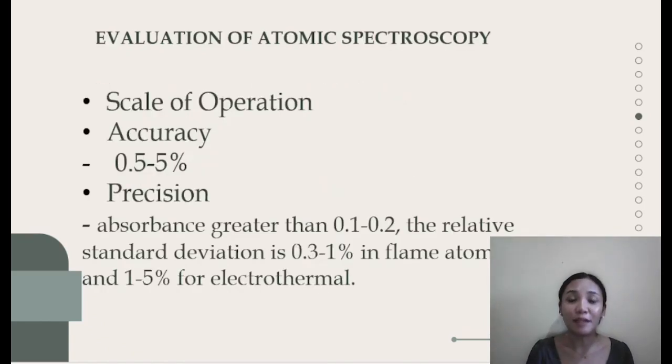After the development of our atomic absorption spectroscopy method, of course, we have to evaluate whether it is appropriate when it comes to the scale of operation, accuracy, precision, selectivity, sensitivity, time, cost, and equipment. When it comes to scale of operation, ideally, atomic spectroscopy is used for the analysis of trace and ultra-trace analytes. Specifically, it is used to determine the concentration of trace elements in a specific sample.